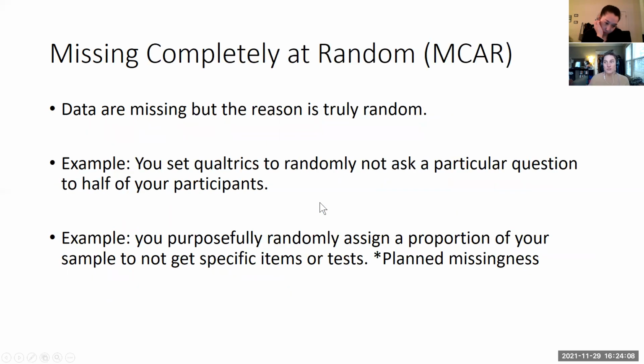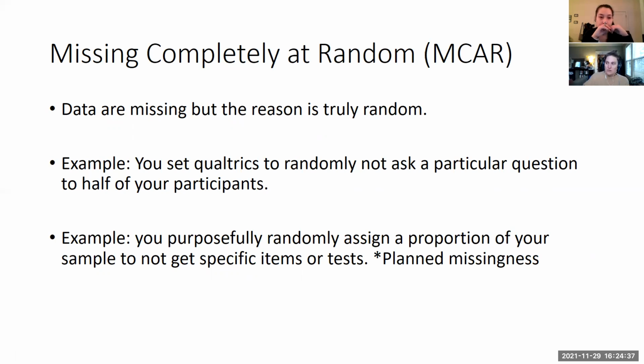And now we come to the third category, which is missing completely at random, which I just have to imagine statisticians sitting in a room and going, well, we already have missing at random defined. What should we call this one? And they sort of go, completely at random? Yeah, all right, that's good. We'll make it missing completely at random. Okay, the data are missing, and the reason the data are missing is truly for a random reason.